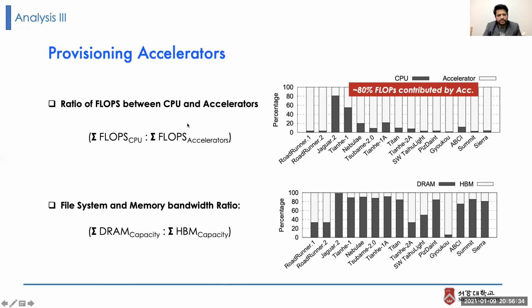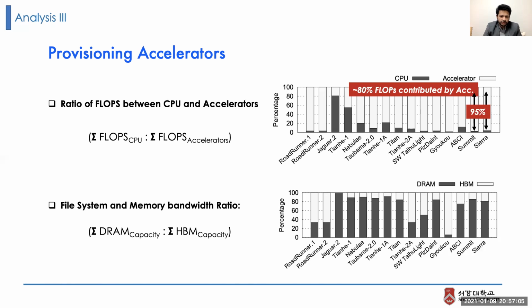And Jaguar 2 is the only machine wherein the accelerator produced less than 50% of the system's R peak. Recent Summit, Sierra, and Frontera systems rely on the accelerator for more than 95% of the overall system's flops. This indicates that it is essential to utilize the accelerators efficiently to fully exploit the processing power of the heterogeneous supercomputers. The lower figure shows the capacity between the DRAM for CPUs and HBM for accelerators.